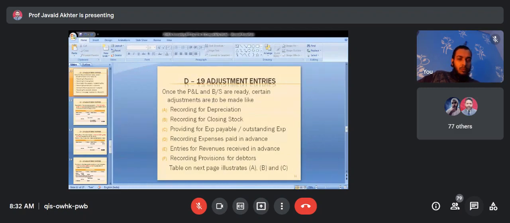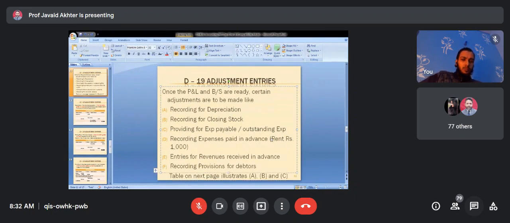What will you write in the profit loss account? Suppose expenses paid in advance. I'm writing here, this is your rent. You have paid rent of rupees 500, rent of rupees 1,000 in advance. What would you do? What will you write where?